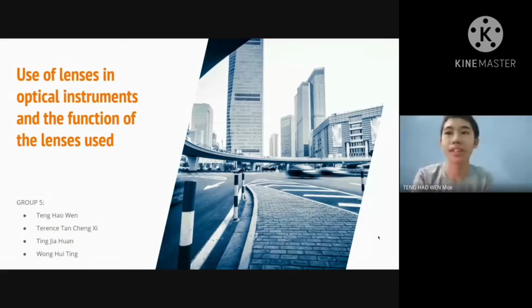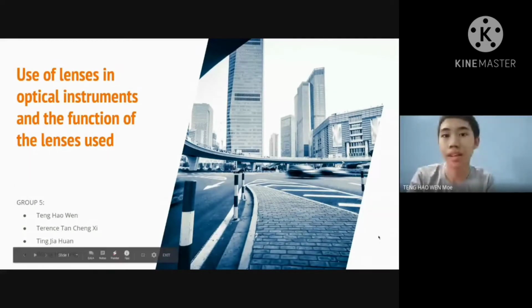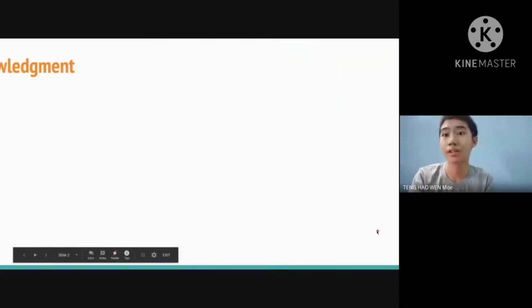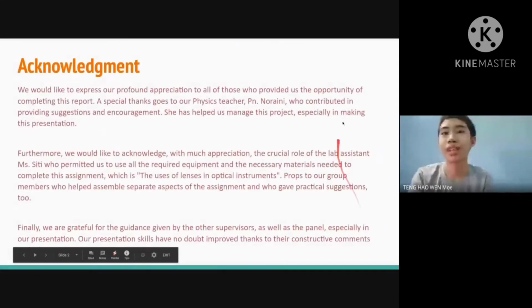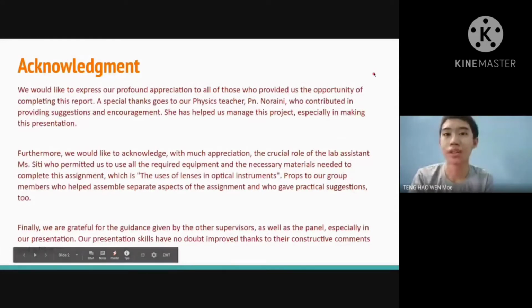My name is Howard, and I'm going to present our physics project. Here are my group members, which are Helen Stan, Yavan, and Hui Qing. We all are from Pro S1 class. Now we look at the acknowledgement.